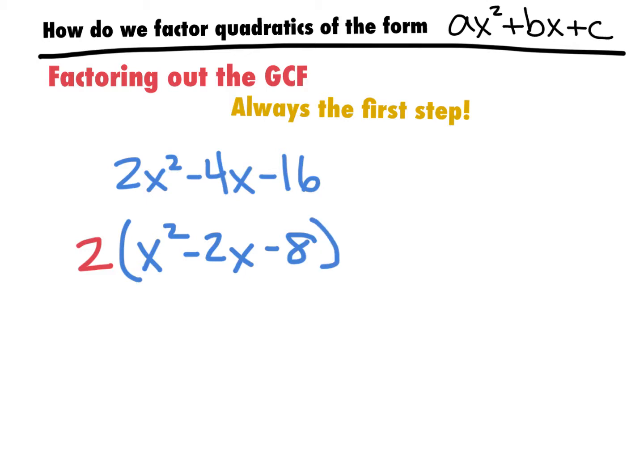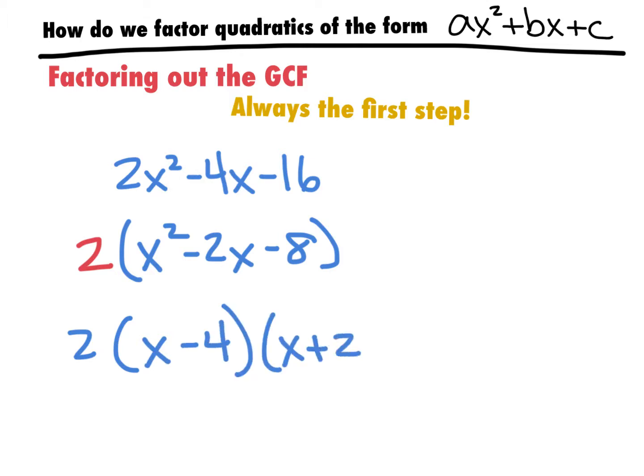Now I can just factor whatever's left inside of here. Like now we're back to a equal to 1. So what two factors of negative 8 add to negative 2? Well, that would be x minus 4 and x plus 2, since negative 4 times 2 is negative 8, and negative 4 plus 2 is negative 2. But the main focus of this video is going to be whenever we can't factor out this 2 to make it the simple case. What do we do then?